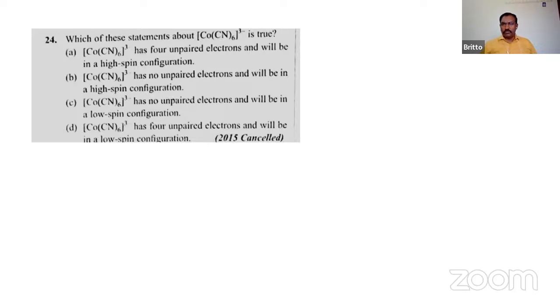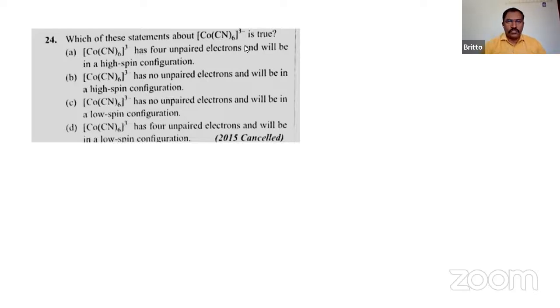So it is quite confusing. The best thing is to find out the configuration of cobalt, here in hexacyanocobalt(III). CN minus is a strong ligand. If it is a strong ligand, it is going to form a low spin complex. It cannot form a high spin complex. Strong ligands will always lead to low spin complexes. So we can remove the high spin options, that is A and B, leaving C and D.